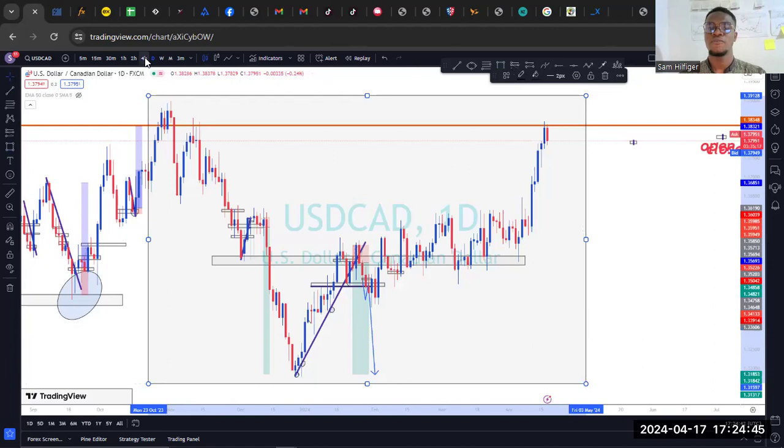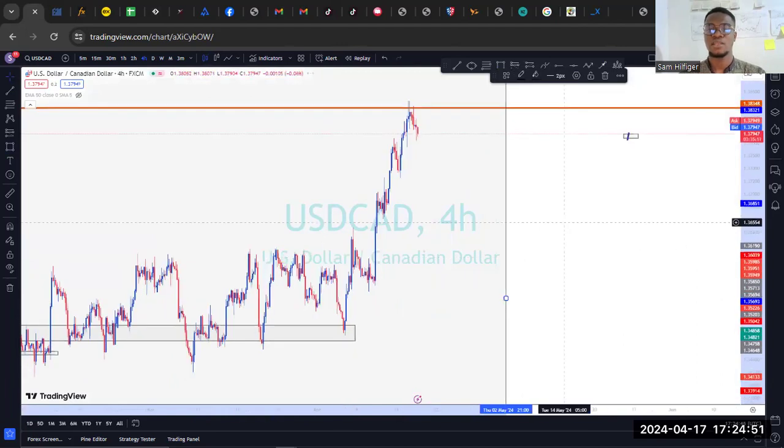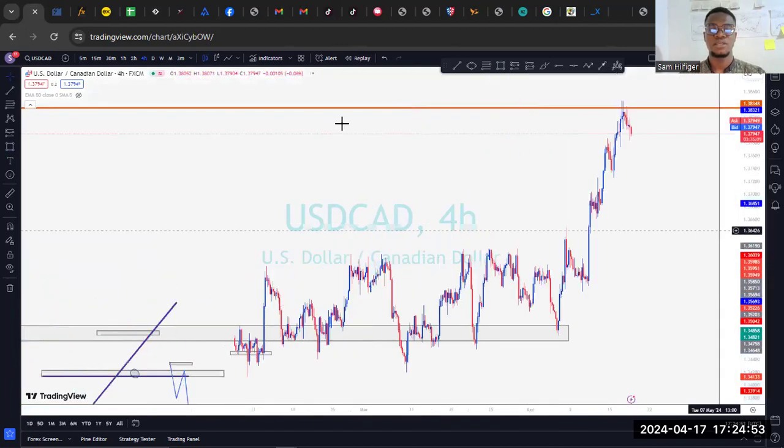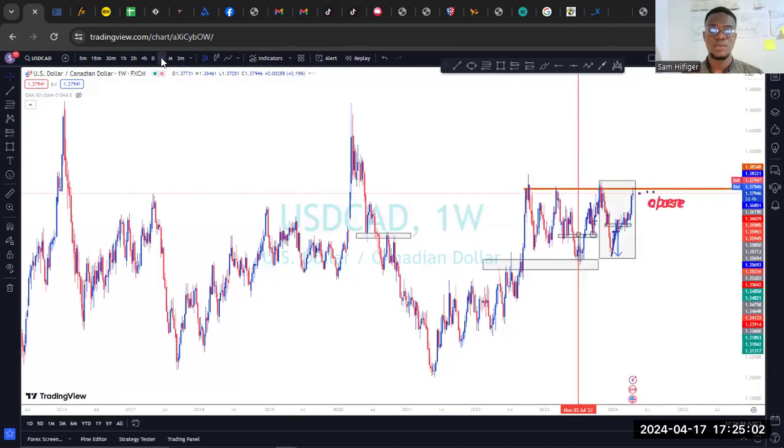Once I go lower to a 4 hour time frame, it's just the same chart, but you can see how expanded it has been. And once you go to the 2 hour time frame, it will keep on expanding, expanding, and expanding. And once you go up, it will keep on contracting. So that's the time frame.